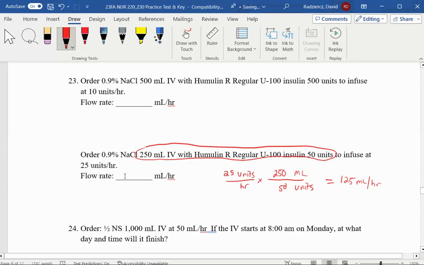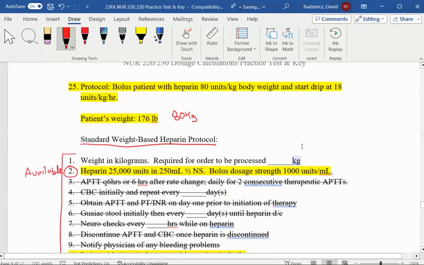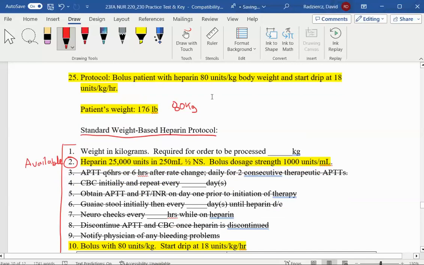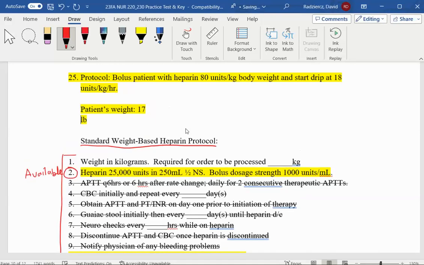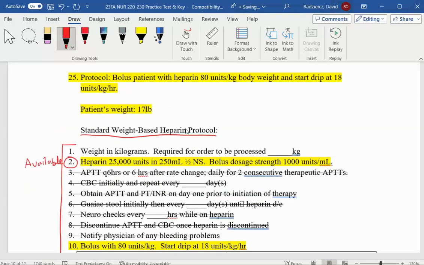All right, let's jump down to the heparin question here. What I'm actually going to do is change the patient's weight. Let's just say 168 pounds.